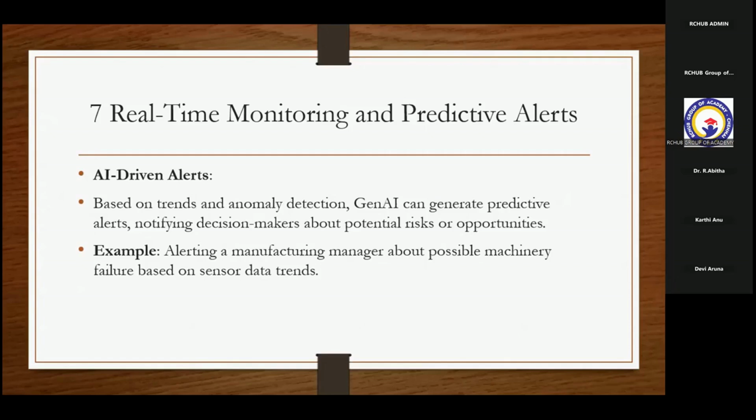If a group of elephants is going to cross, an automatic predictive alert is given to the reserve forest people, and those people come and block the entire area until the elephants have crossed. So this is what comes up when I talk about real-time monitoring and predictive alerts.